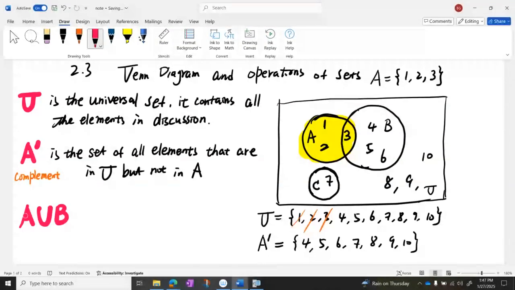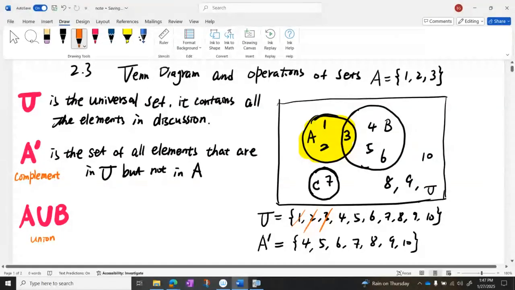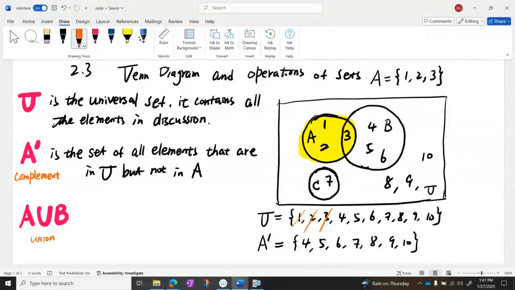A union B. In between A and B, there's a symbol that looks like a capital letter U. You can remember that it's capital letter U, union. And what does A union B mean? A union B means A or B. A union B, A or B, is the set of elements in A.